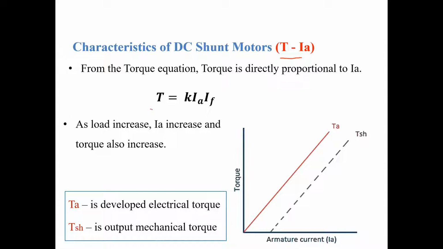Now from the torque equation, torque is directly proportional to the armature current. So the curve is obviously a linear curve. This is the electrical torque, the developed electrical torque. This is the mechanical torque or shaft torque. It is not exactly the same as the developed torque because of windage and some frictional losses. Well, let's continue.